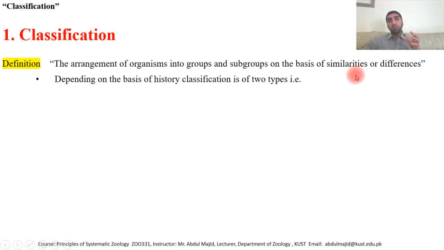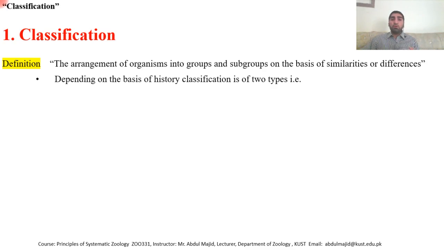If they are similar, they are placed in one group, and if they are different from their group, we place them in another group. For example, if certain species have similar characteristics, we place them in one group, and other species which have similar characteristics, we place them in another group. Why are we placing them in different groups? Because they have different characteristics. And why do we keep them in one group? Because they have similar characteristics.